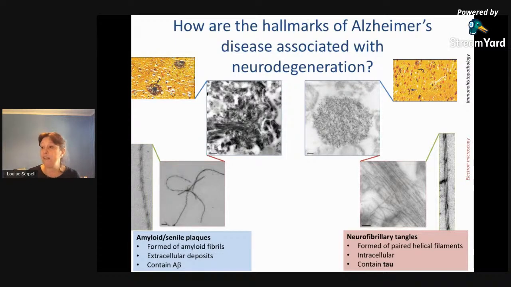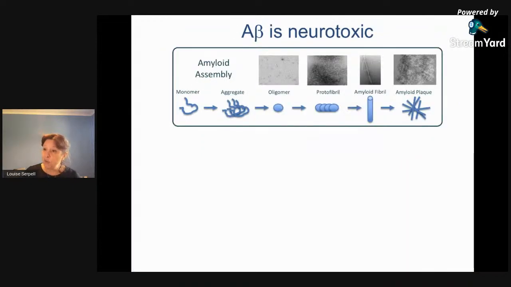So I'm going to start off by talking a little bit about some work that we've been doing on amyloid beta. So the key question is really, what are these proteins actually doing? How might they be involved in the cause of Alzheimer's disease? So this is amyloid beta, and again I'm showing you this assembly profile from monomer to aggregate to oligomer to protofibril to amyloid fibril and to amyloid plaque. And the question is, how is this process, or these amyloid plaques perhaps, causing neurodegeneration? How might they be affecting neurons?